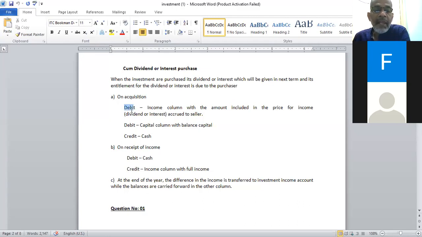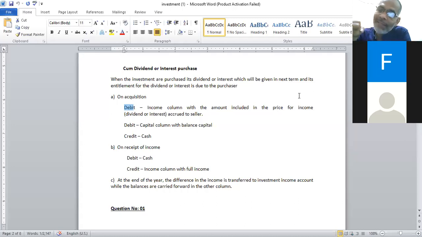I will repeat again. Debit income column. We know the three columns. Can you remember those three columns? Yes, we have a nominal, that is the face value of the investment. Second column, income column, that is interest or dividend. Third column is the capital. We can go for a cum dividend or ex dividend. If it is a cum dividend, the amount included should be taken out and recorded in the income column. That balance would be treated as the cost of the investment. Those are the parts we have discussed.